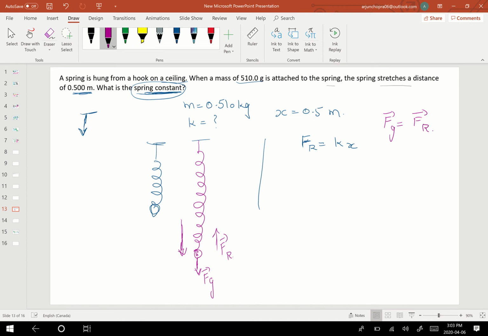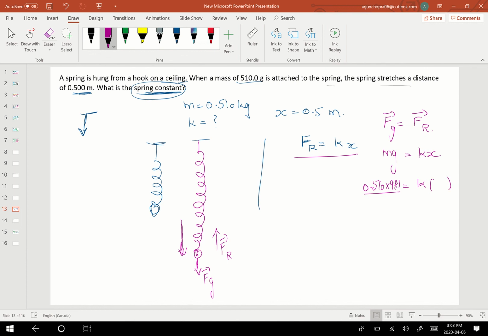So I'm going to compare these two forces, and Fr, we've already said it is equal to Kx. So Kx equal to mg. And then once I'm going to solve this, for the K value I'm going to put the value 0.510 times 9.81 divided by, and this is x.